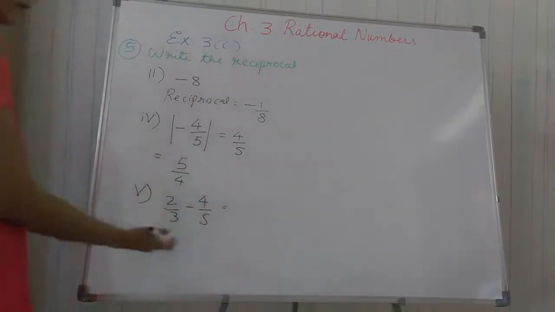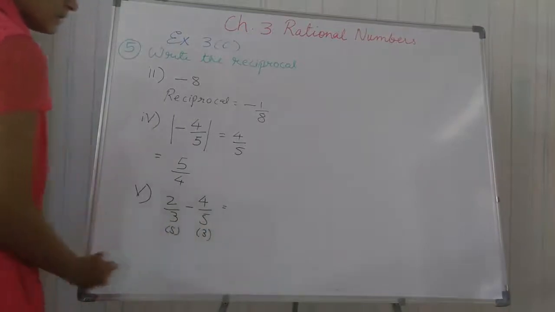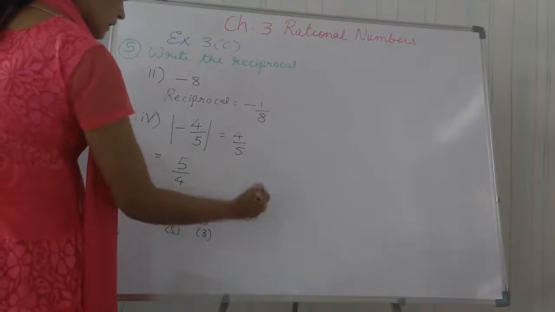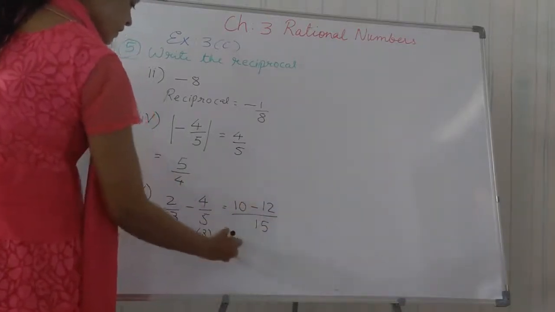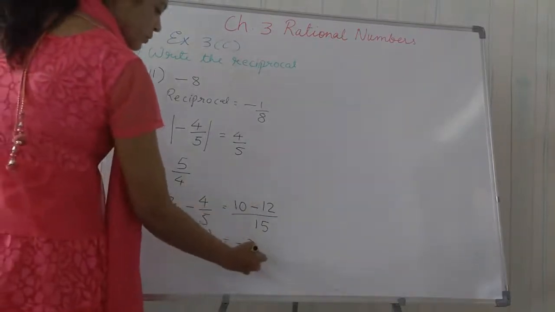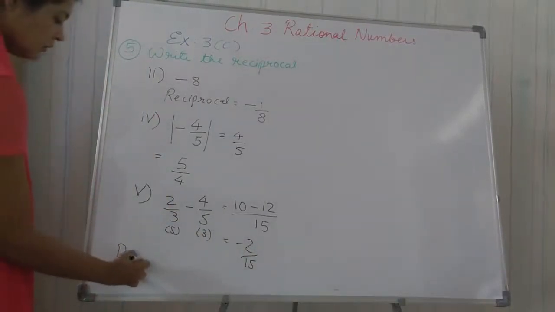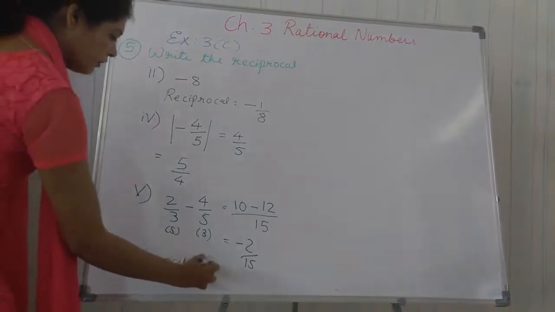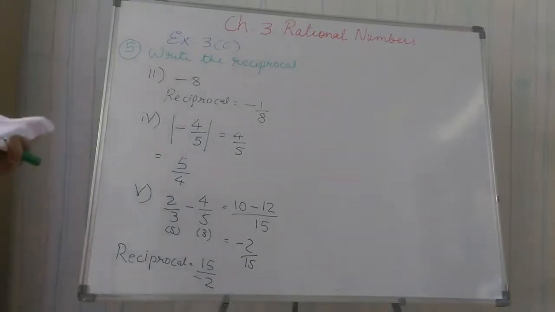First of all we have to solve this by taking the LCM. 5 3s are 15 is the LCM. So 5 2s are 10 minus 4 3s are 12, divided by 15. So now minus 12 plus 10 is minus 2 by 15. This is the answer. So the reciprocal will be 15 on minus 2. This is the reciprocal of number 5.